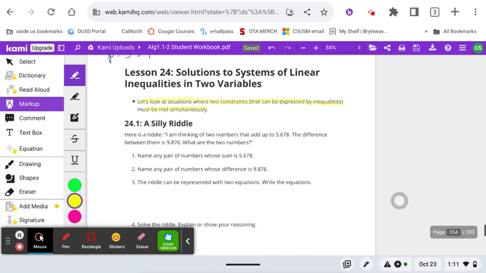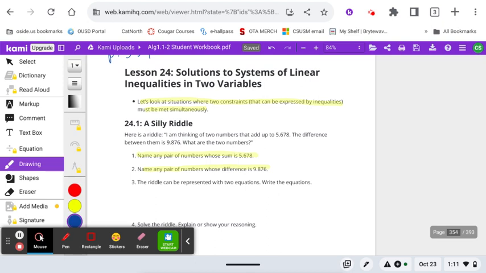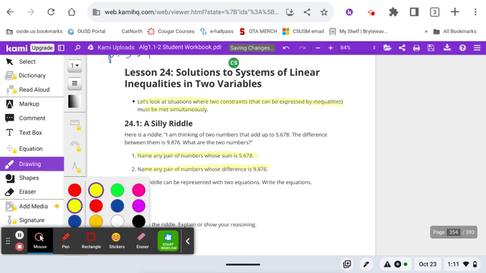A silly riddle. Here is a riddle. I'm thinking of two numbers that add up to 5.678, and the difference between them is 9.876. What are the two numbers? So first of all, just exploring this in class, obviously any pair of numbers that does one or the other may not work for both, right? But let's just test some out.